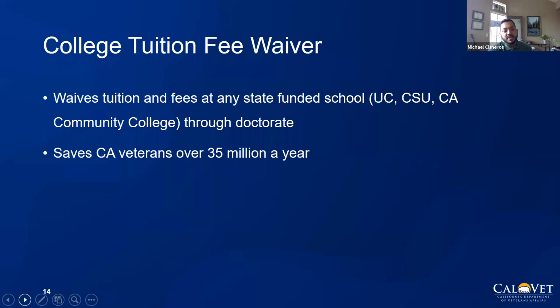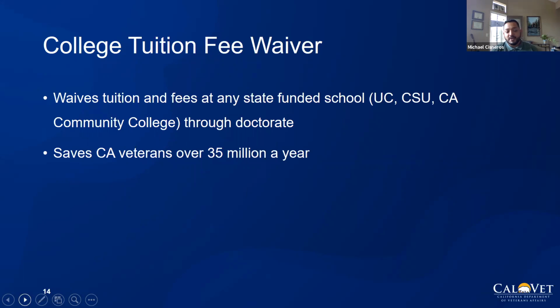And one of the main ones that we get a lot of questions on is the college tuition and fee waiver for our veterans' dependents. And so just to be clear, this benefit is probably one of the few education benefits offered through CalVet. And it's only for the veterans' dependents. It waives tuition and fees at any state funded school. So any UC, CSU, or California Community College. And it saves the veteran over $35 million a year.